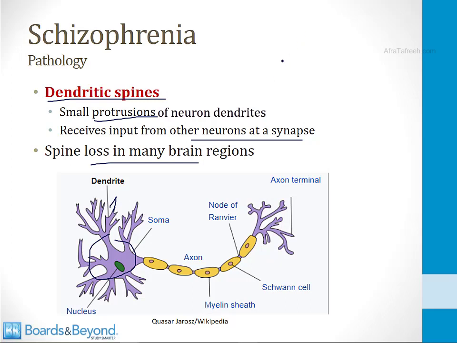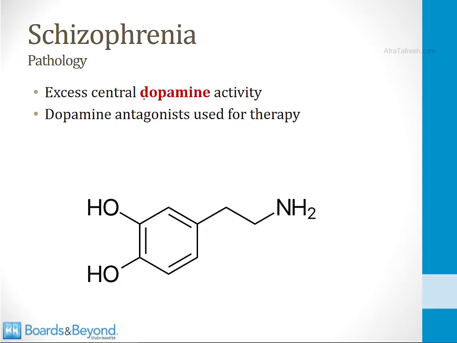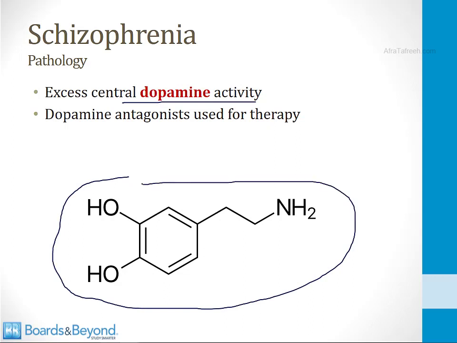You should be aware that excess activity of the neurotransmitter dopamine is associated with schizophrenia. This is the structure of dopamine on the screen here, and there's something called the dopamine hypothesis, which states that too much dopamine activity is what leads to schizophrenia. And the reason for this hypothesis is because dopamine antagonists or blockers are often used for therapy, and they improve the symptoms of schizophrenia. And I talk about these drugs in the video on antipsychotics.